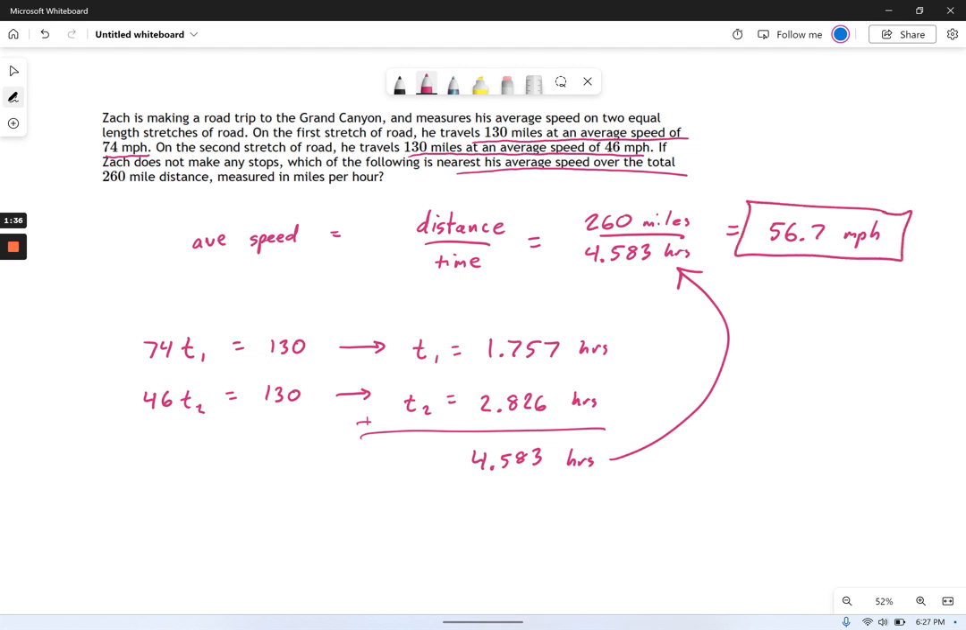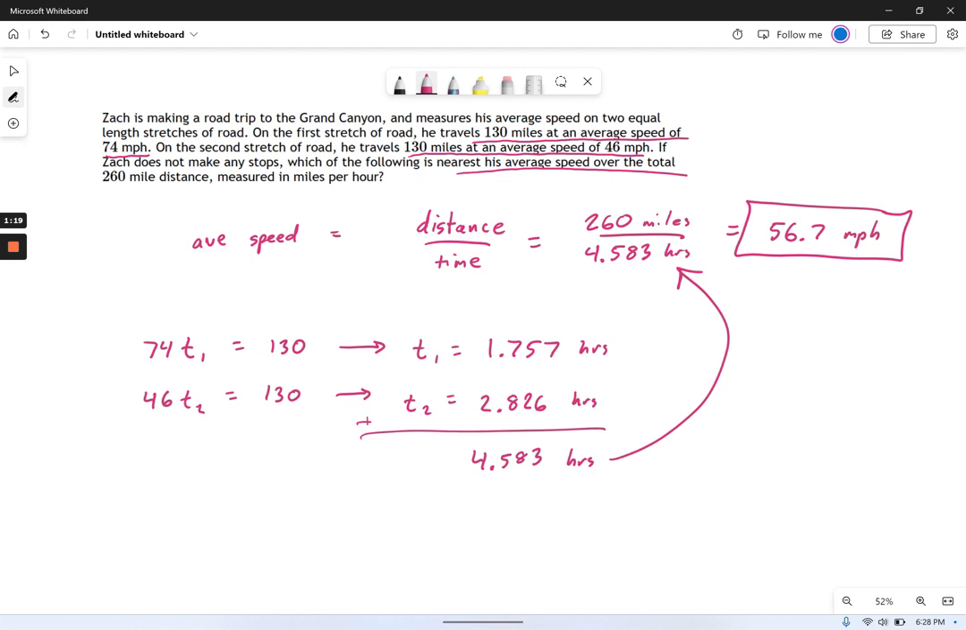That's the way we have to approach this. And you'll see that's different than just adding up 46 and 74, right? If I had added up 46, I'm just curious, 46 plus 74, divide that by 2, my average speed would have been 60 miles per hour. So that's a little different.